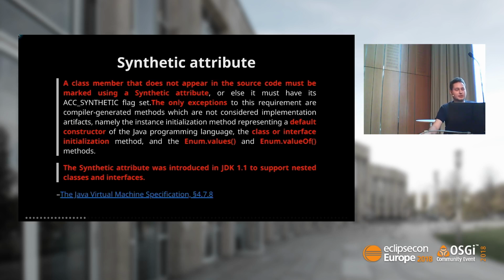The IDE will never show you something synthetic in code completion. And this is not good for enum values and enum valueOf, and of course for the constructors. They should appear in code completion and should be accessible by a user. Boom. And then in the same Bible, a little bit later in another paragraph, we could see that the synthetic attribute was introduced back in JDK 1.1 to support nested classes and interfaces.